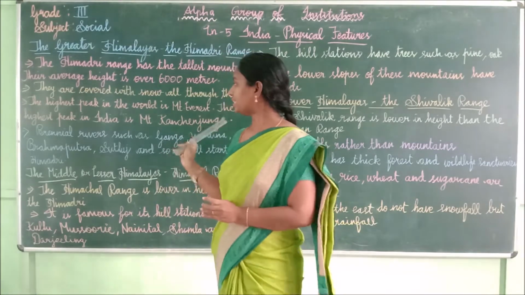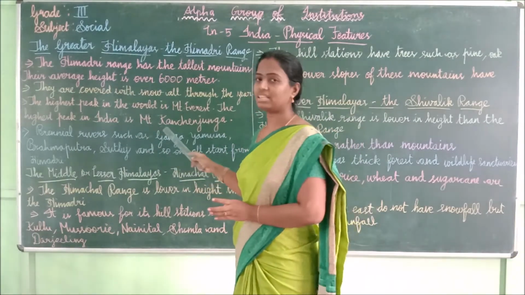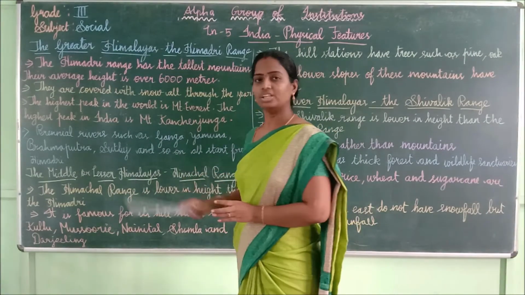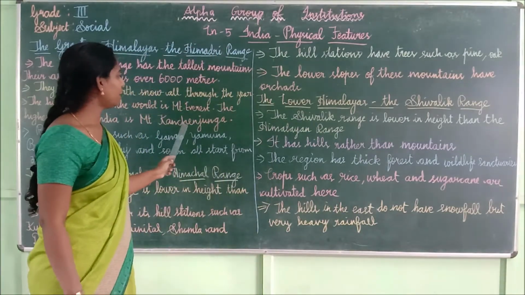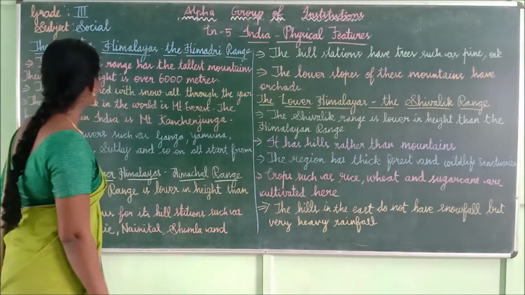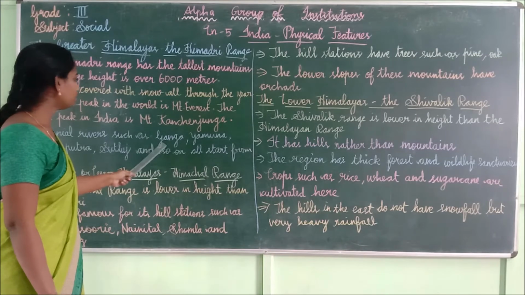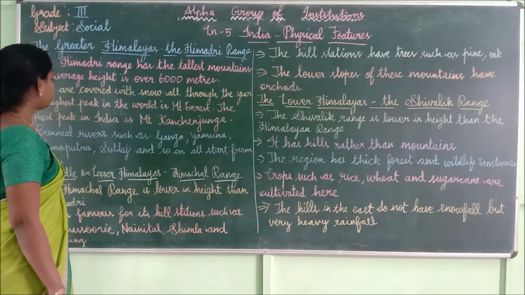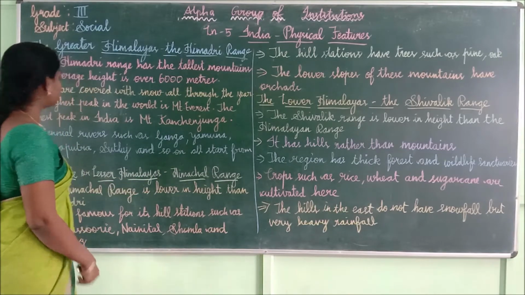The highest peak in India, our country, is Mount Kanchenjunga. What is the spelling of Kanchenjunga? Kanchenjunga. And then perennial rivers such as Ganga, Yamuna, Brahmaputra, Satluj, and so on, all start from Himadri.